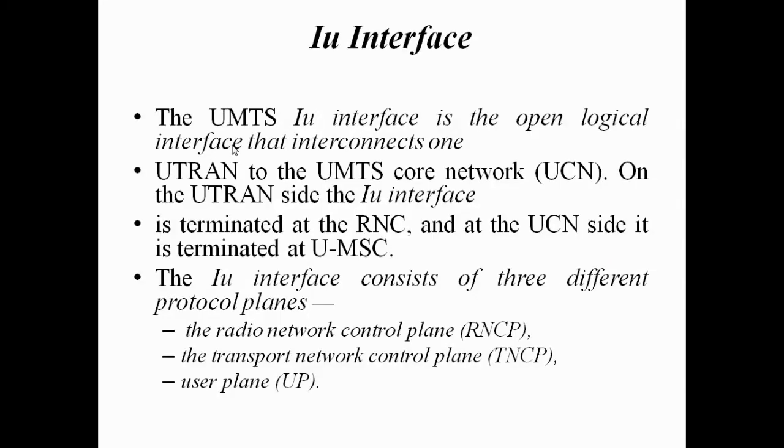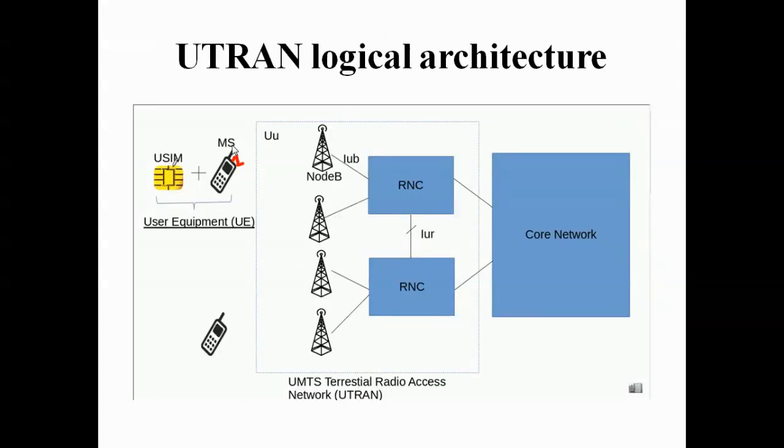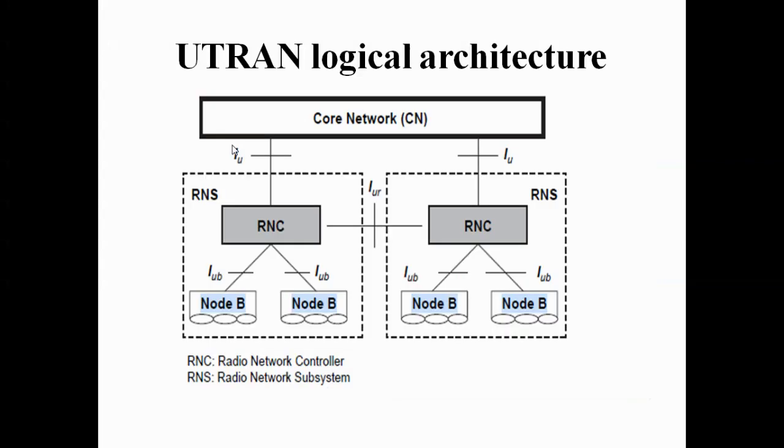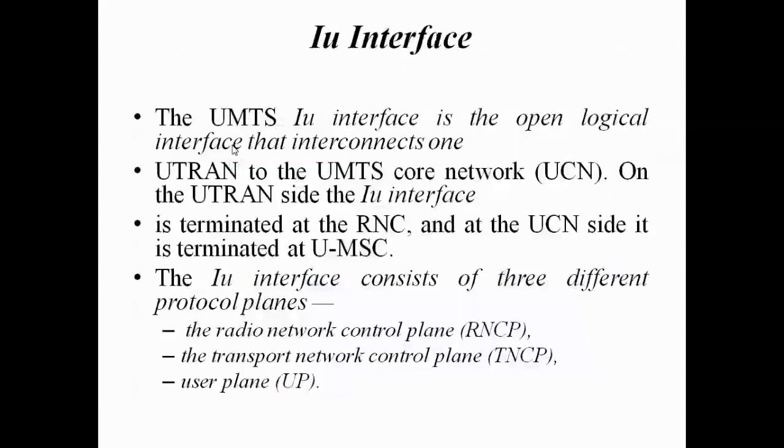Next, we will discuss the Iu interface. While seeing the architecture itself, we know that the Iu interface is the connection between the core network and the radio network controller. In UMTS, the Iu interface is the open logical interface that interconnects one UTRAN to the UMTS core network, UCN. The Iu interface is terminated at the RNC and at the UCN side it is terminated at the UMSC.